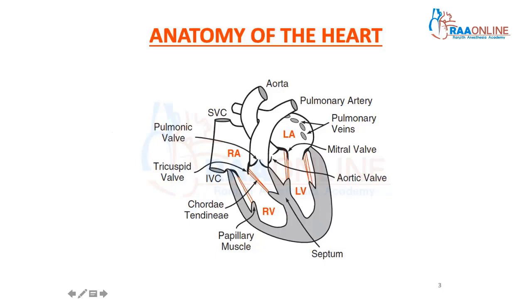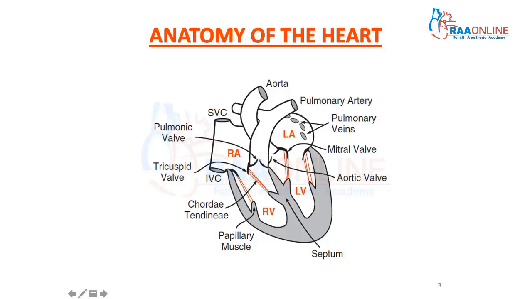The anatomy of the heart, as you all know, consists of four chambers: the right atrium, the right ventricle, the left atrium, and the left ventricle. The right atrium receives blood from the superior vena cava and the inferior vena cava, and directs the blood into the right ventricle across the tricuspid valve. Then from the right ventricle, the blood flows into the pulmonary artery, and from there it enters the lung, gets oxygenated sufficiently, and returns to the left side of the heart through the four pulmonary veins which open into the left atrium.